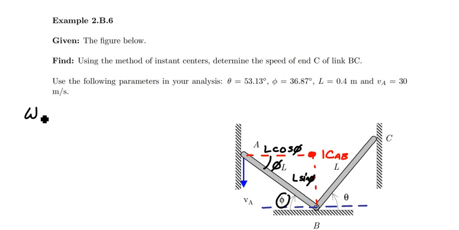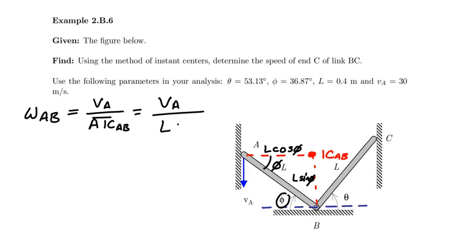Namely, I could say, for example, that the angular speed of link AB has to equal the speed of point A divided by the distance between point A and the instantaneous center of the bar. If I go ahead and do some substitution here, this means that omega AB will equal VA, a known quantity, divided by L times the cosine of the angle phi. Once I have that in place, I can use that to find the speed of point B.